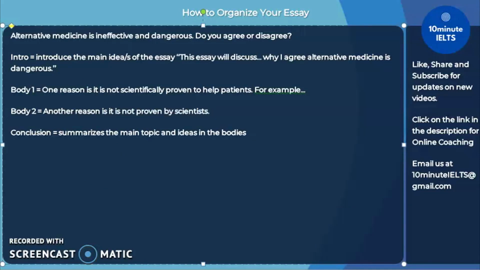Okay, this is definitely not allowed because the first body already talks about being unscientifically proven, and the second body is just a paraphrase of the first reason. This is a horrible way to go about the second body, especially if we'll be just talking about the same idea. So let's make it different by saying another reason is, no, it is practiced only by unlicensed practitioners.